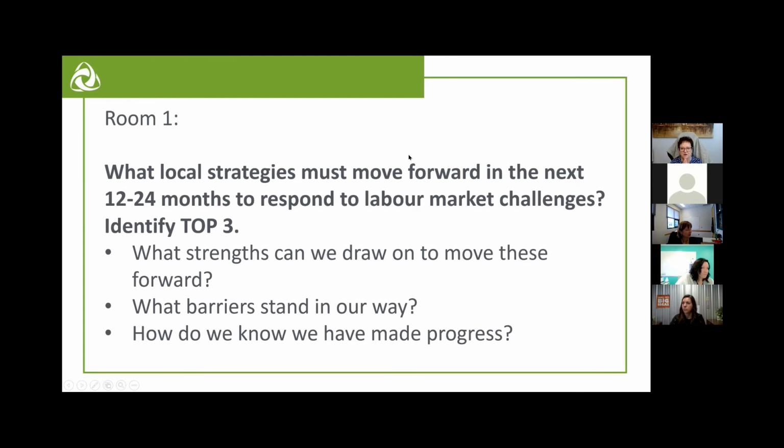So room number 1, for instance, is going to look at what local strategies must move forward in the next 12 to 24 months to respond to labor market challenges. Let's identify the top 3. And then it gives you some probing questions there about things that you want to think about.